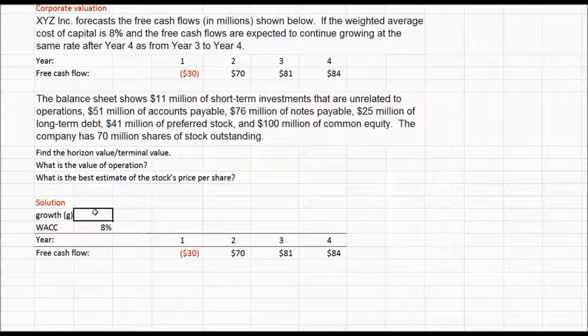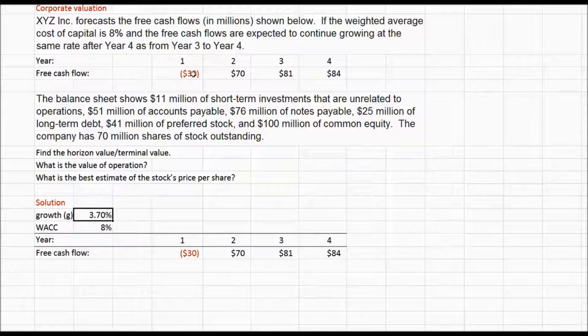Growth rate is basically a percentage change, so it's equal to the ending value, 2000, that's the year 4 number, minus the beginning value, divided by the beginning value. Here it is coming out in dollars because of the cell format, so let's change the format to percentage. We have 3.7%. That's the growth rate.